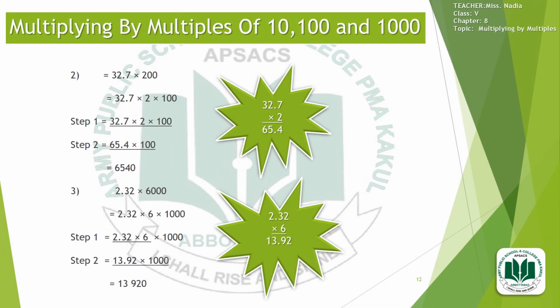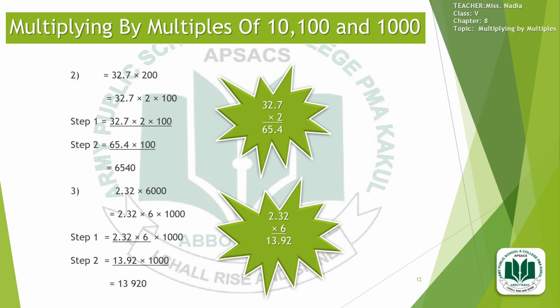Now let us discuss example 2 and 3. In example 2, 32.7 multiplied by 200. First, we will multiply the decimal by 2 in rough work and then multiply the result by 100. That is 65.4 multiplied by 100. Move decimal point two places to the right. So the answer is 6540.